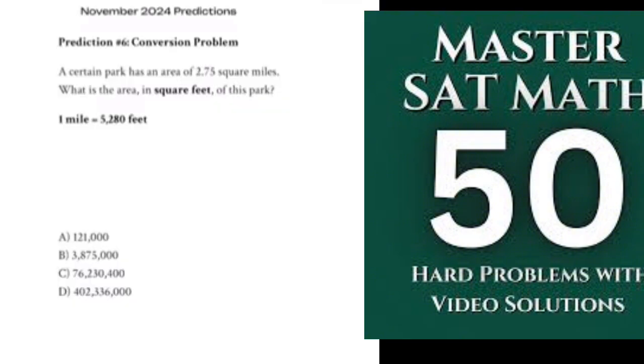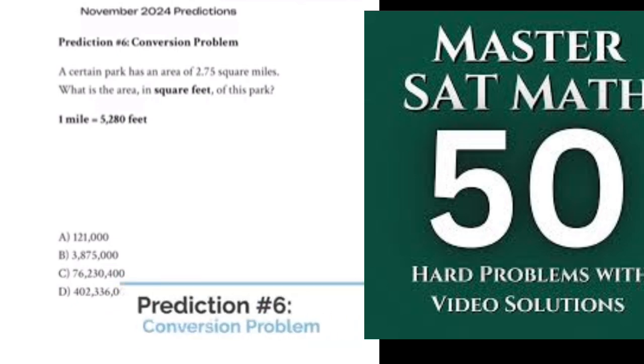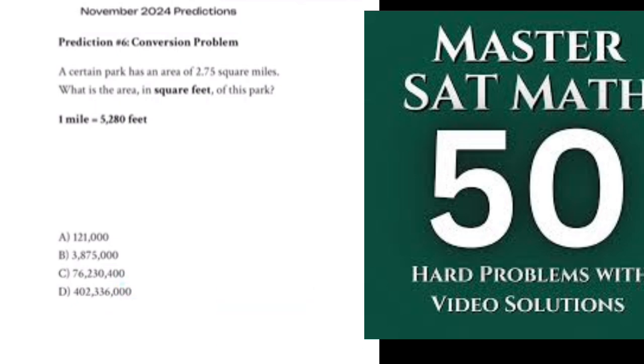My prediction number 6 is an oldie but a goodie. I think they're going to throw in a conversion problem on this test. And the key is to recognize when they give you a simple conversion, if they are asking for something in square feet, you need to square both sides of that conversion to start. So that means 1 mile squared equals 27,878,400. Wow. Okay. That is in square feet.